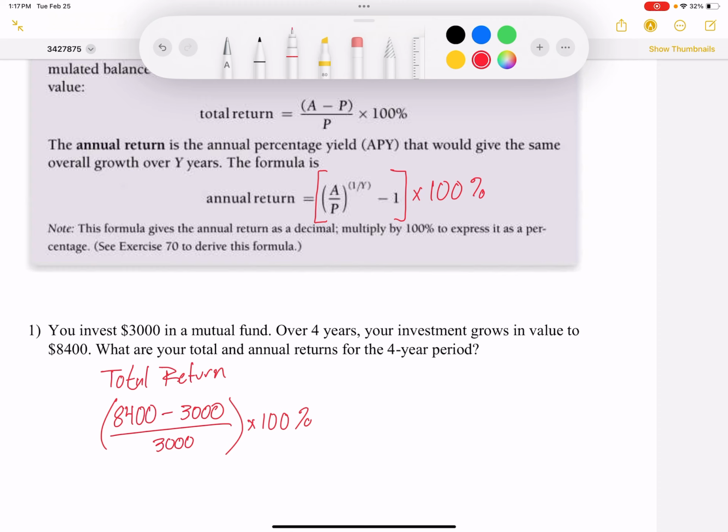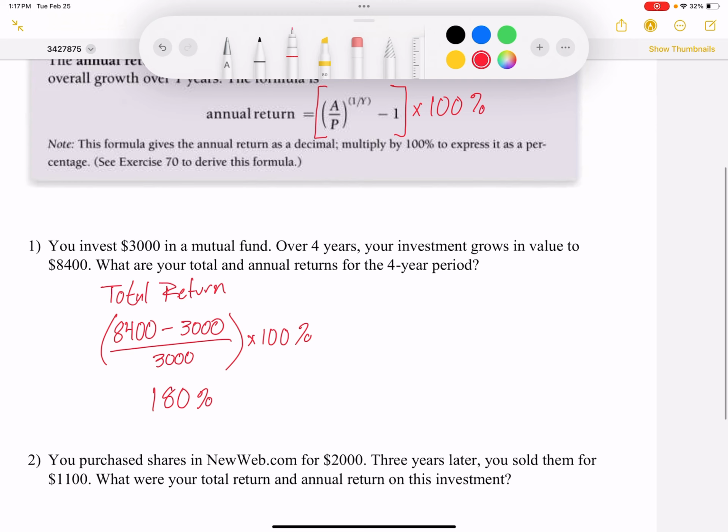This isn't so important, you don't need to be as careful because it's not as much. So you got 180%, right? That's your total return, 180%. And it's a positive number, which indicates growth. All right. What about your annual return?